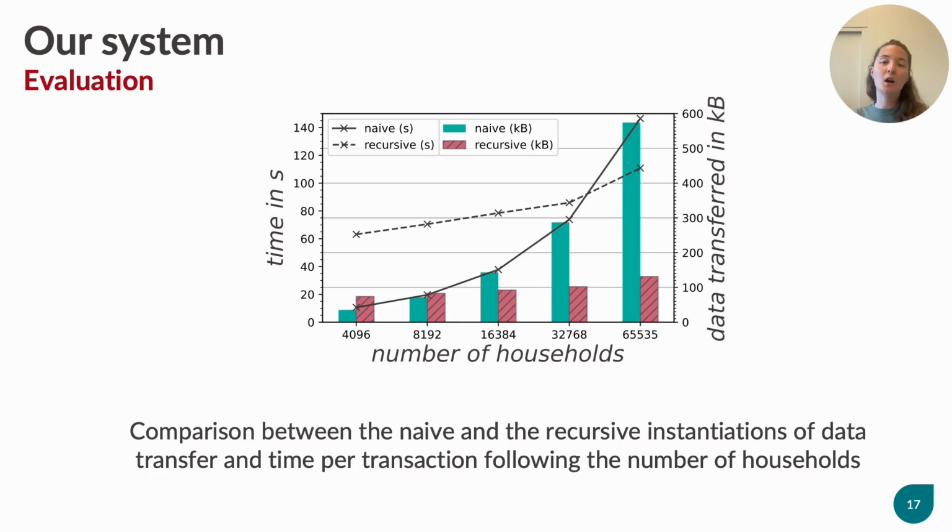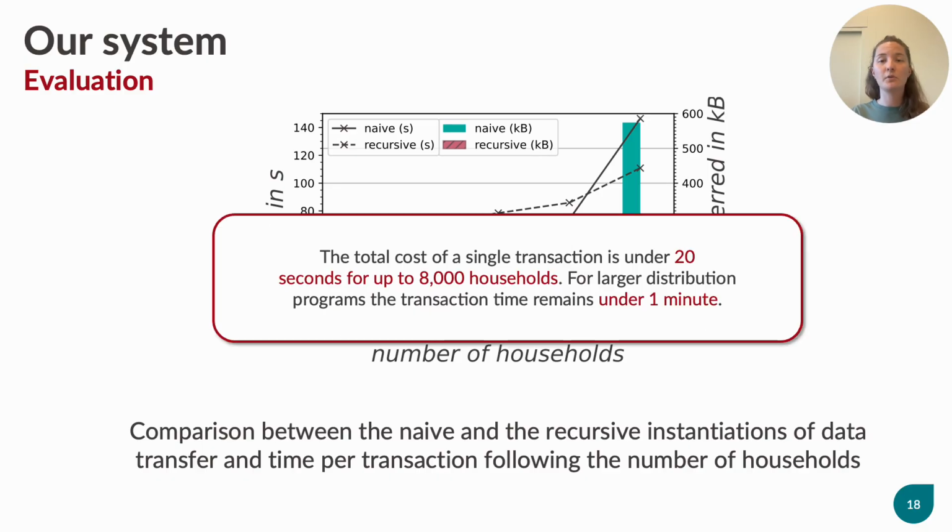Finally, we evaluated our system to verify it is practical in humanitarian settings. We evaluated the cost per transaction of the naive and the recursive tree-based instantiations in terms of transferred data and time. We compared the time of making one transaction with both instantiations, following the number of households in the system. These numbers show that for common distribution programs of up to thousands of households, our approach is practical. The total cost of a single transaction is under 20 seconds for up to 8,000 households. For larger distribution programs, the transaction time remains under 1 minute.